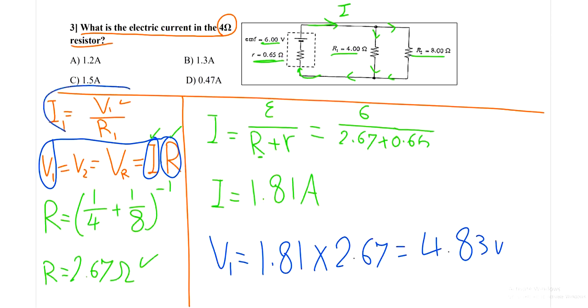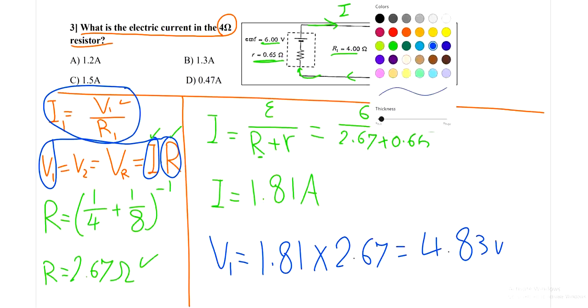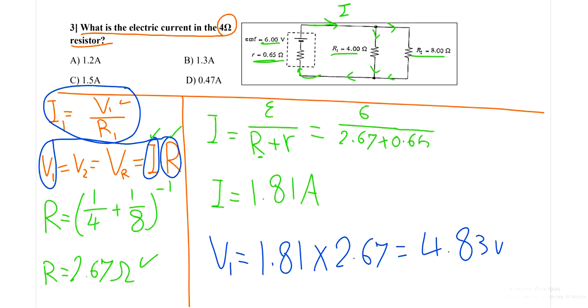Now we come back to this formula, I1, which is inside the R1. Let me change the color. Okay, so now I find the I1, which is the current in the 4 ohm resistor. I get V1, we got it, 4.83, divided by R1, which is 4. I divide these two numbers and the answer is going to be 1.2 ampere. Okay? Which is choice A.